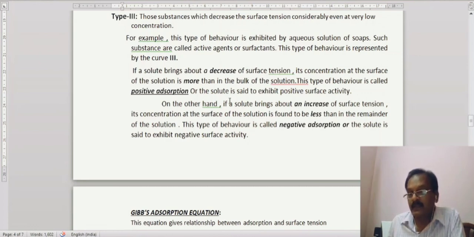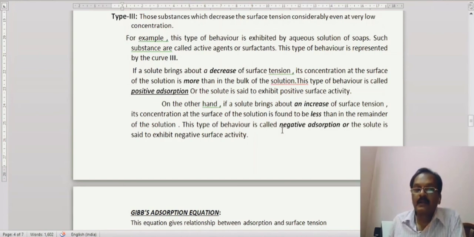On the other hand, if the solute brings about an increase in the surface tension, its concentration at the surface of the solution is going to be less than in the remainder of the solution. This type of behavior is called negative adsorption. The solute is said to exhibit a negative surface activity. Now there is a change: negative adsorption. You can think of adsorption of solvent molecules, and the concentration of the solute changes.